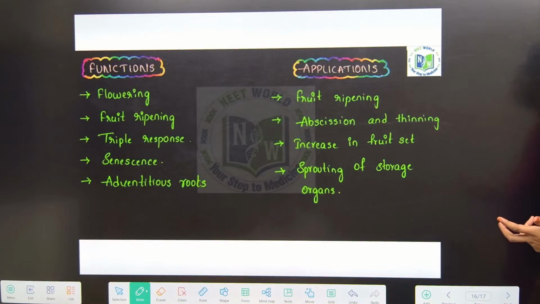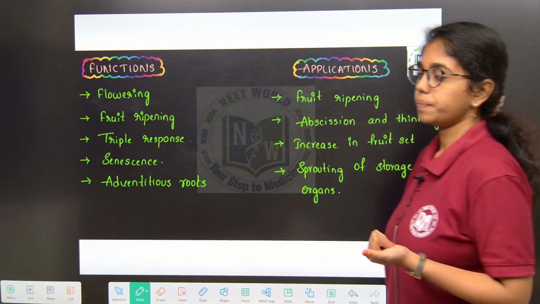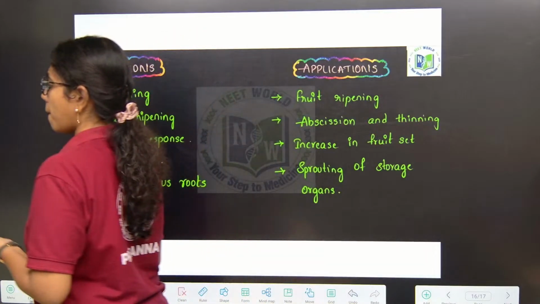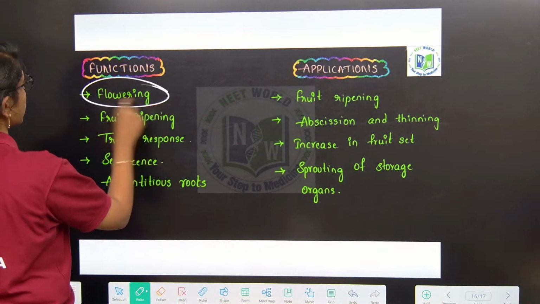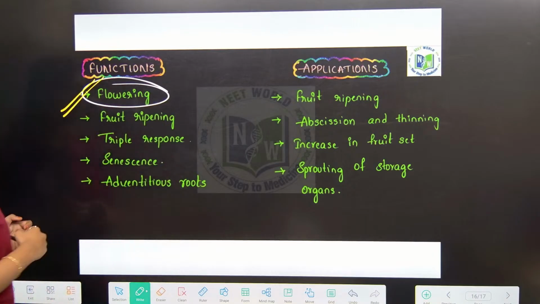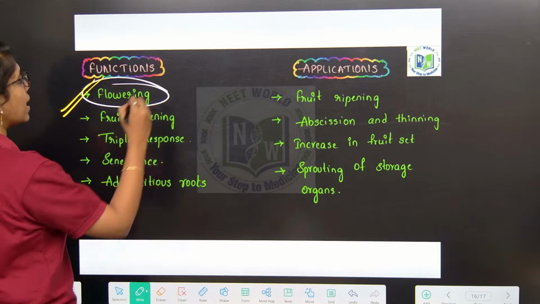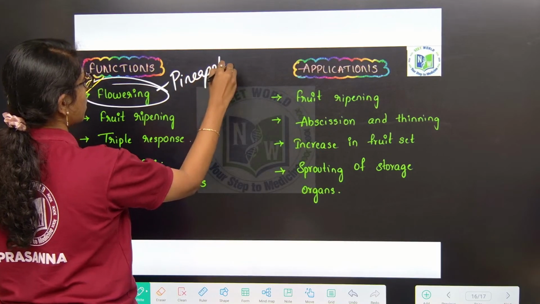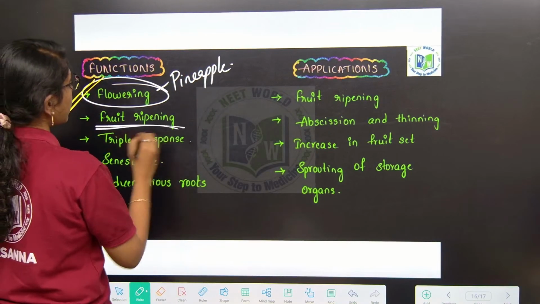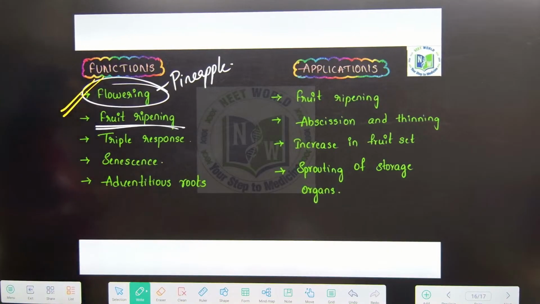Lastly, the functions and applications of ethylene. Ethylene promotes flowering and femaleness in flowers. Example, pineapple. It also promotes fruit ripening.